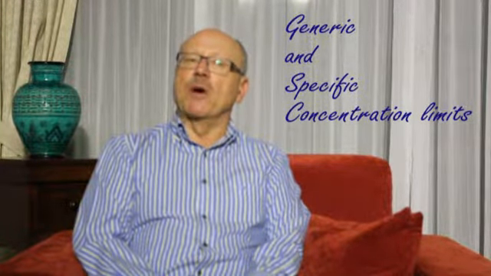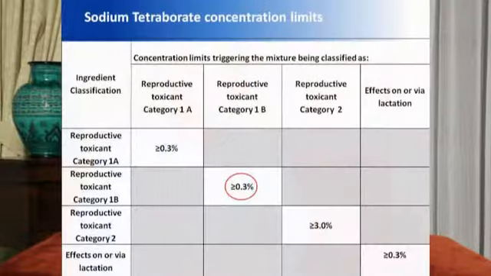You see, generic concentration limits are those listed in the Purple Book and can be used where no data is available for that mixture. In other words, no test information is present. But sometimes there is actual test data that justifies a different concentration limit. In our case, a solution of 3.5% borax in water, the generic concentration limit would be 0.3% for a reproductive toxicant category 1B, which is what borax is. However, in Europe, it seems that there's a different concentration limit of 4.5%.